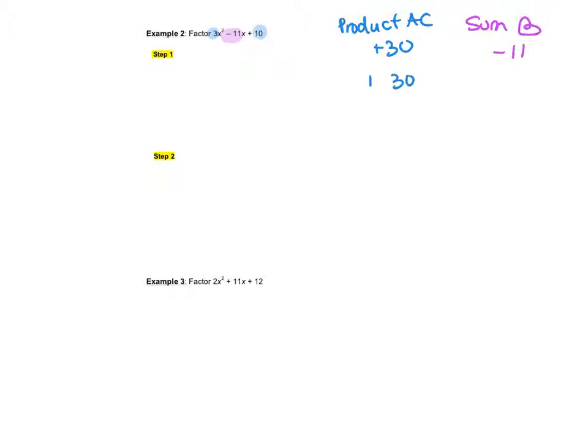1 and 30, no possible way it's going to add up to 11, or negative 11, I mean. 2 and 15, well, they would add up to 17 or subtract to 13. 3 and 10, they would add up to 13 or subtract to 7, right? 4, no, it doesn't go into 30. 5 and 6, they would add up to 11. Ooh, that's what I'm looking for.